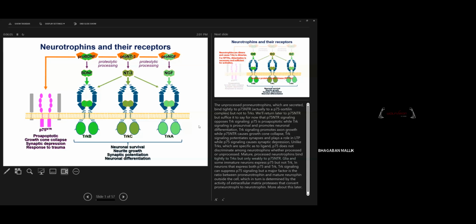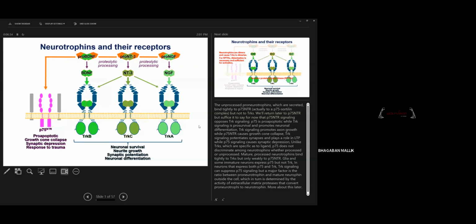Neurotrophins and neurotrophic receptors are apoptotic regulators. So they inhibit apoptosis, and I'll be covering some of these neurotrophins and their receptors. So we have four neurotrophins: neurotrophin 3, neurotrophin 4, BDNF, and NGF, nerve growth factor. For these neurotrophins, you have a specific receptor. These are called neurotrophic receptors.